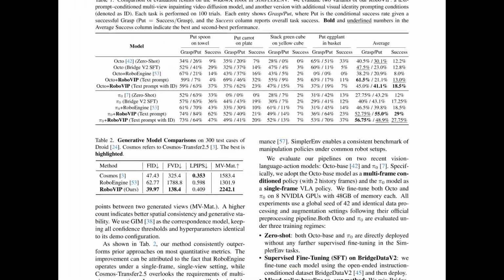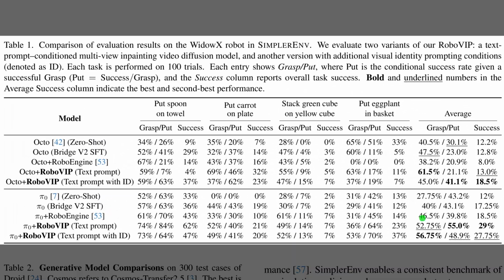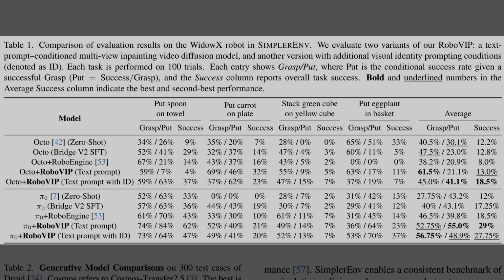Well, having confirmed the video quality, Table 1 shows how this translates to robot performance in the simpler ENV simulator. The table is split into two blocks. The top evaluates the Octo model, while the bottom looks at the stronger Pi-0 policy. In the top section, training Octo with RoboVIP and identity prompting achieves 18.5% success, beating the 12.8% baseline. The gains are even larger for Pi-0 below, where success jumps from roughly 17% to 29%.